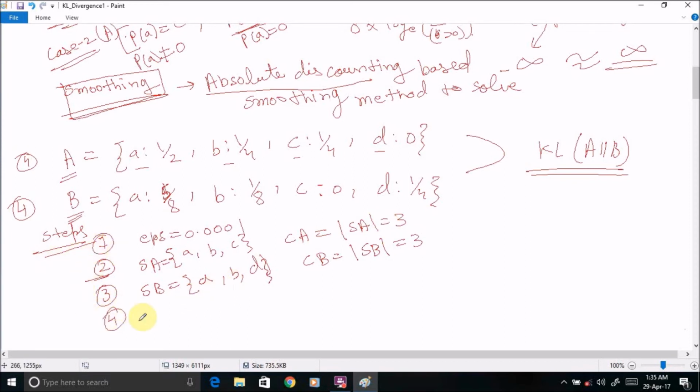The next part is to count all the distinct events, which is equal to SA union SB, and we represent it as S, which is equal to ABC union ABD, which is equal to A, B, C and D. So the count is 4.